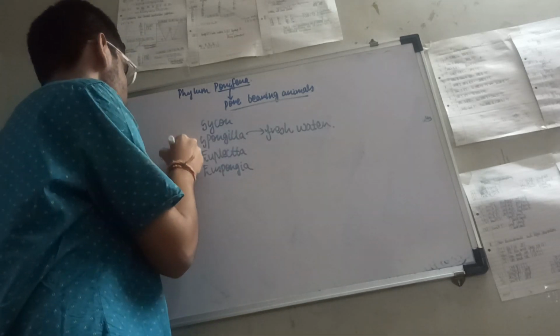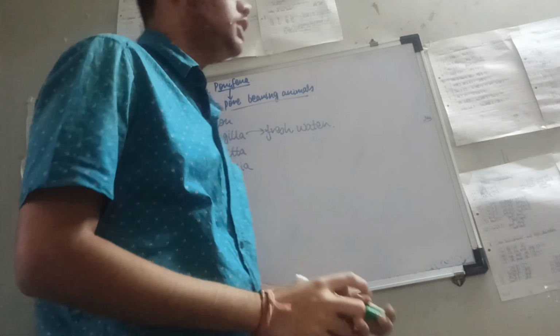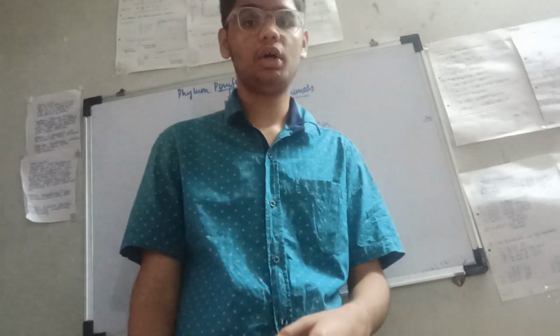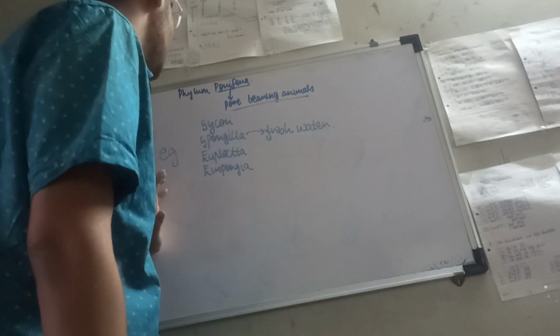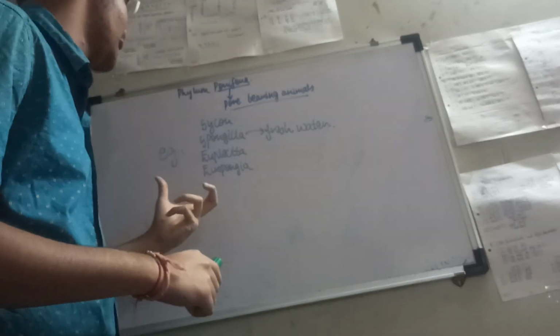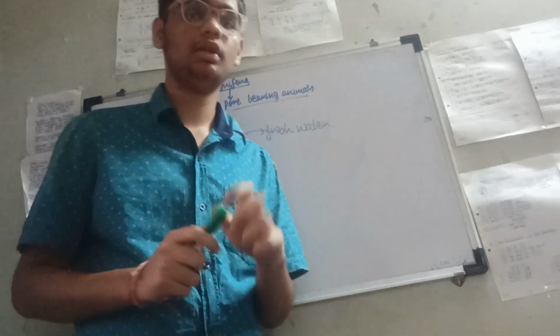These are some examples. So this was phylum Porifera, which we discussed, and in the next class we will discuss Cnidarians, which are slightly higher in organization, and that we will see in the next class.